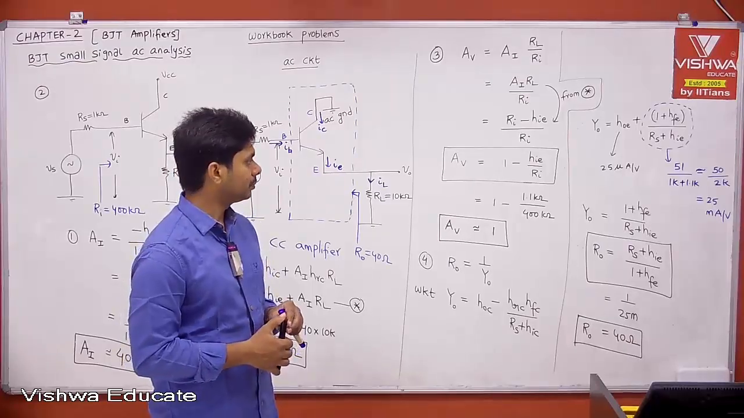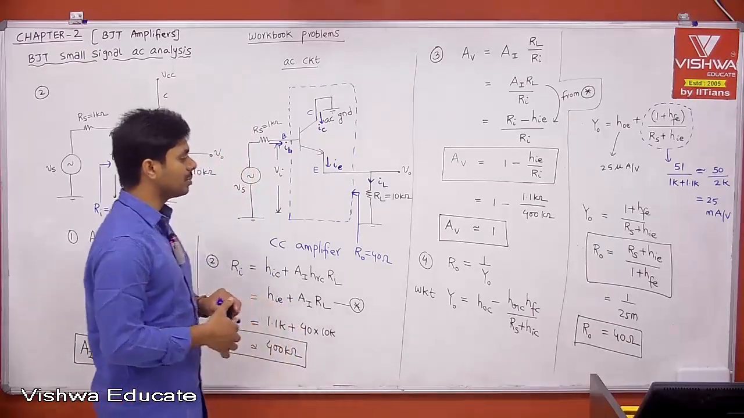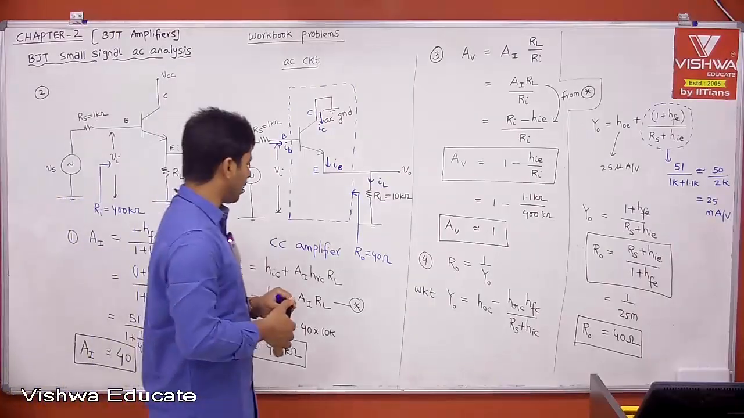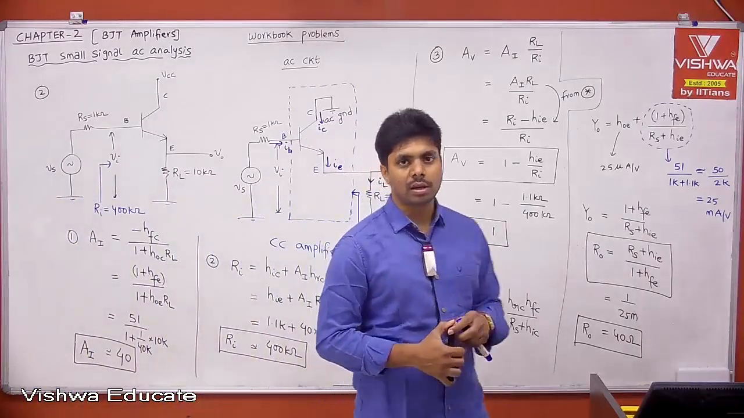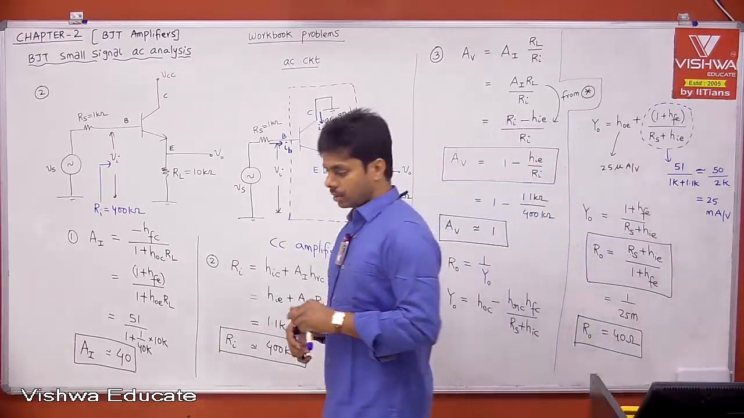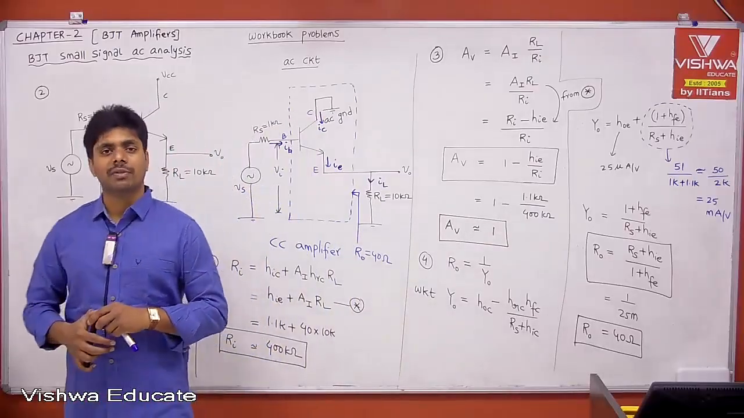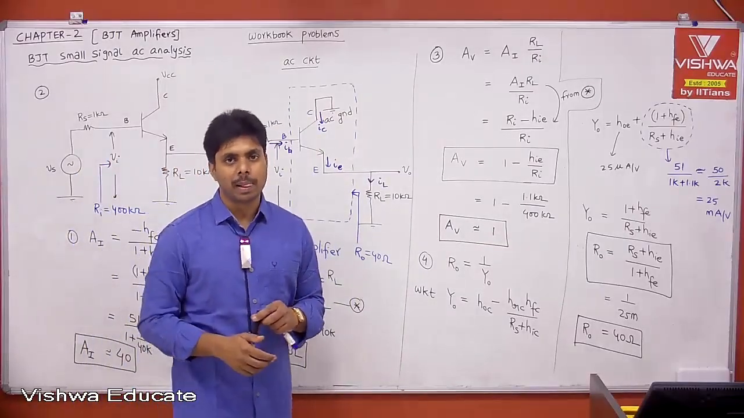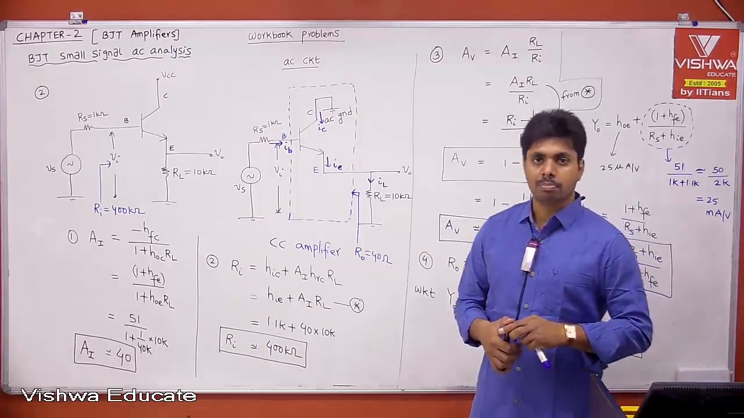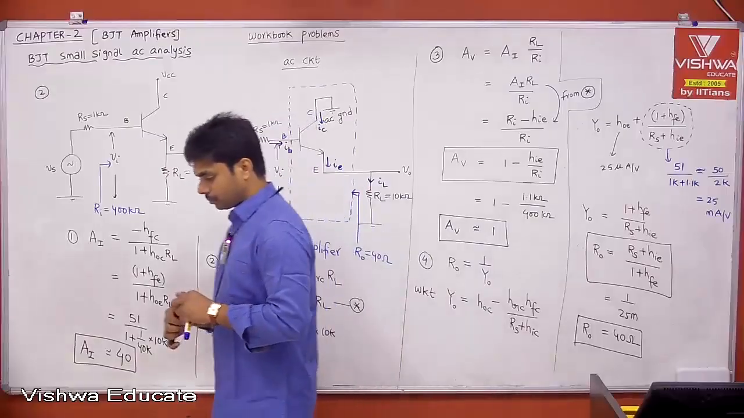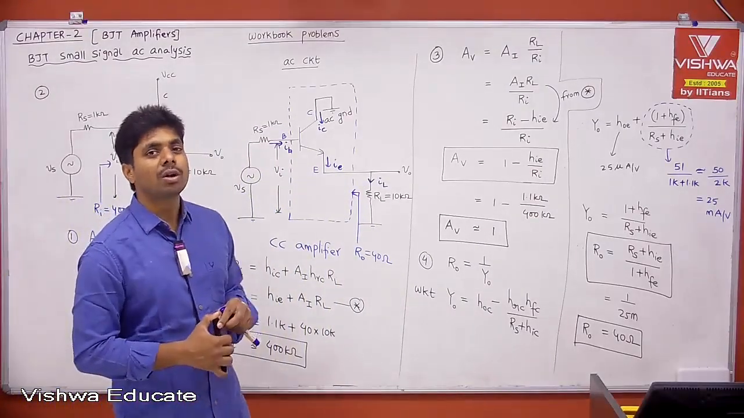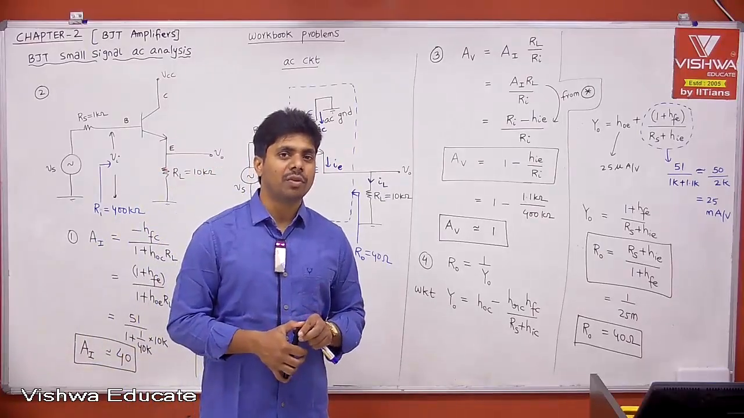Second observation: the CC amplifier can be called a buffer amplifier, but I will explain why it is called a buffer amplifier. But write it. The CC amplifier can be called a buffer amplifier or voltage follower. This is also called a voltage follower.